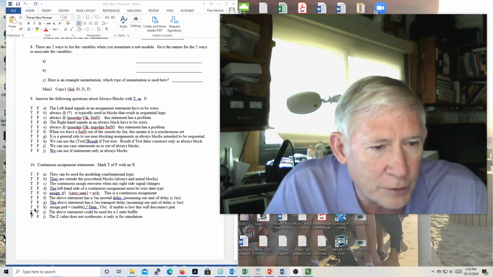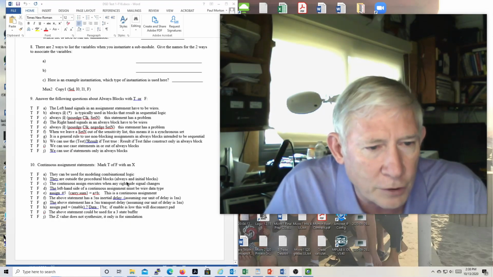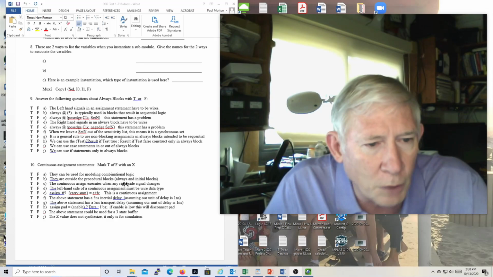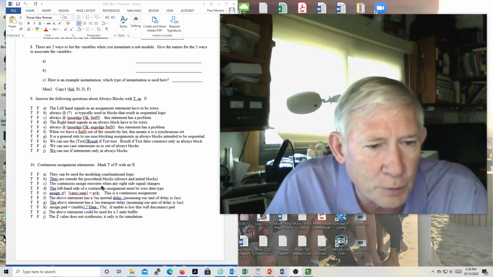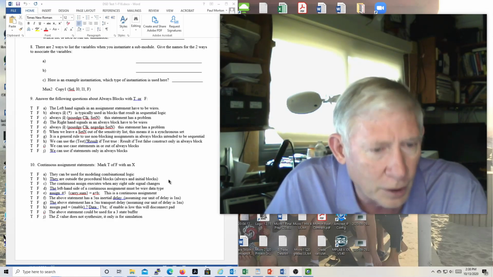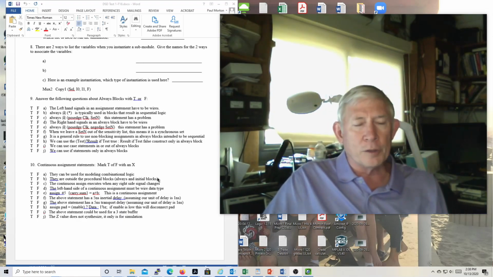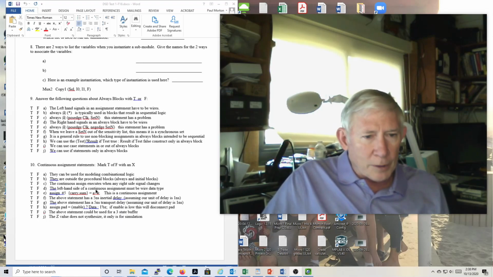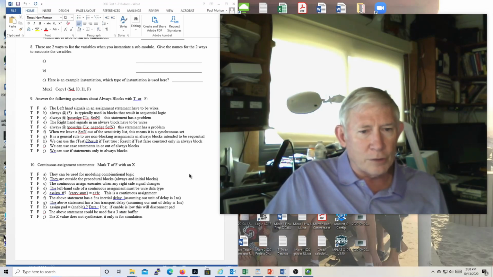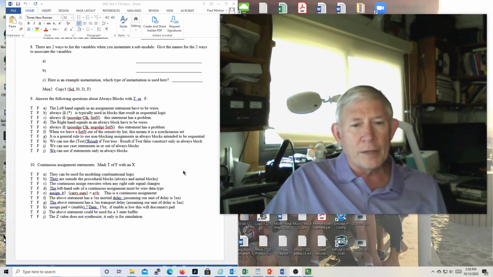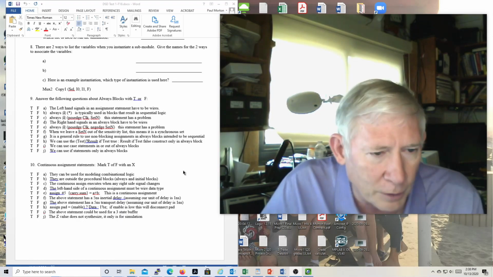Continuous assignment statements can be used for modeling combinational logic. Yes, that's usually what we do. They are outside procedural blocks, not in always or initial blocks. Yes, we generally put continuous assignment statements outside the always blocks. The continuous assignment executes when any right-side signal changes. Yes, that's correct. The left-hand side of a continuous assignment must be a wire data type. It cannot be a register.